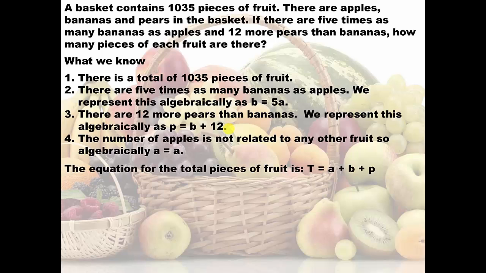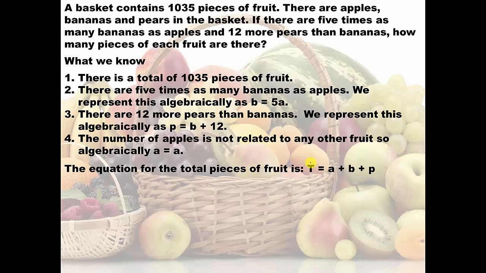The equation for the total pieces of fruit is the total, represented as T, is equal to A, apples, plus B, bananas, plus P, pears. So now how do we solve that? Well, if you don't remember this from algebra, we use algebraic substitution, or at least that's what I would use. So I'm going to use my mouse to do a little writing here, and I'm not the best at that, but I'll give it a shot.